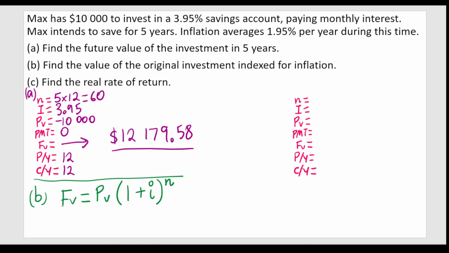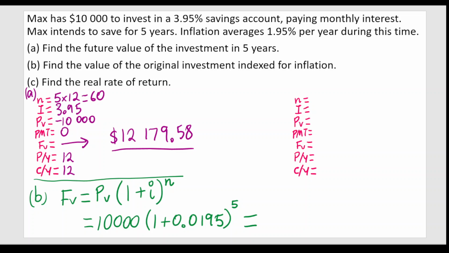So the FV is the indexed or the inflated value, is what we're trying to find in part B. The PV is the amount of money that he has to invest at the start, which is 10,000. We've got 1 plus I, where I is our inflation rate per year. So we've got 1.95%. So you could do 1.95 divided by 100, or you could just put it in like this if you understand doing it that way. And it's raised to the power of the number of years.